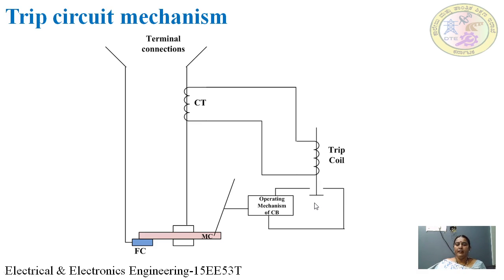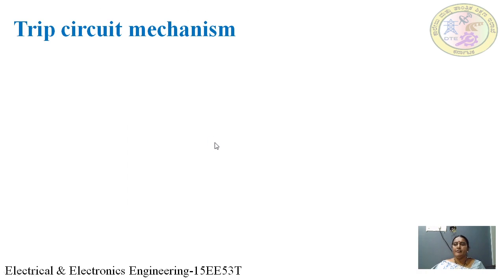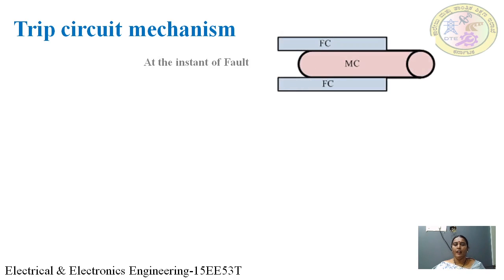This will give a tripping signal to the circuit breaker. Therefore, the circuit breaker moving contact will move away from the fixed contact. Therefore, because of that, there is an opening of the contact of the circuit breaker. Next, we will see the tripping circuit mechanism and how a moving contact will move away from a fixed contact.